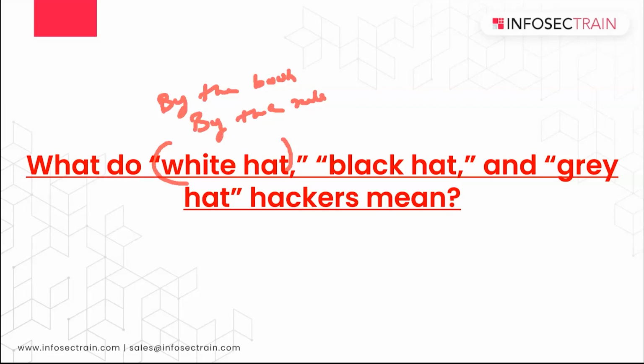Now, black hat hackers, who are these people? Black hat hackers are those people who have malicious intentions.